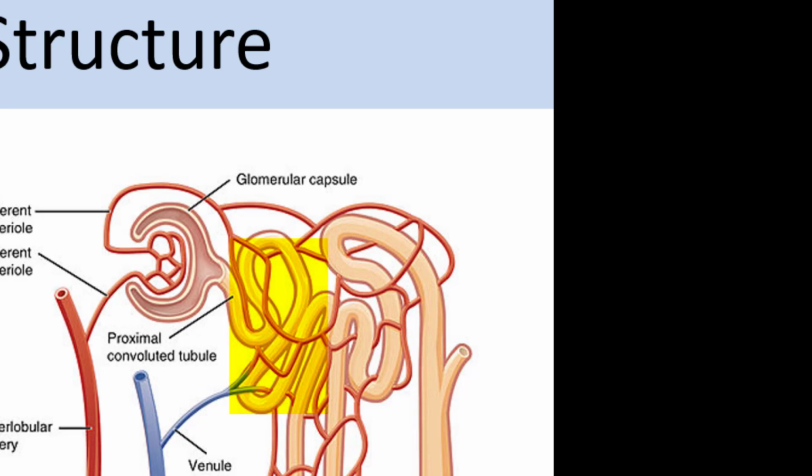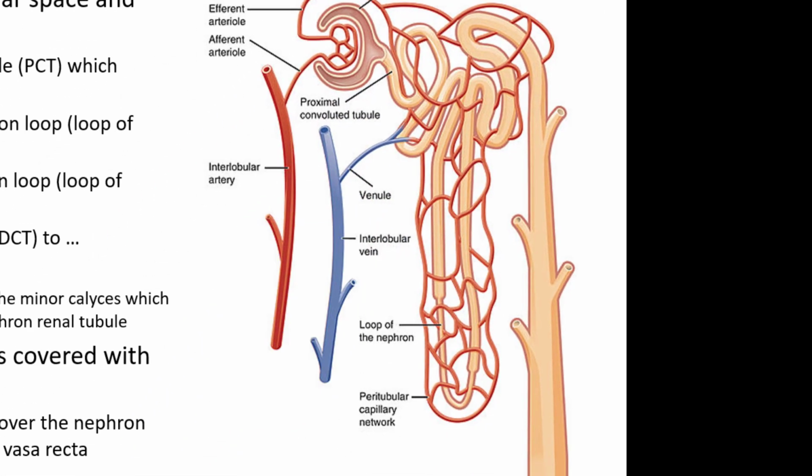The term convoluted is referring to the fact that it's all twisty and turny. When the fluid moves from the corpuscle into the renal tubule, it changes names. We now call it tubular fluid, but it's the same thing as filtrate. And technically you could still call it filtrate too, that's fine. From the proximal convoluted tubule, the tubular fluid will then flow into the nephron loop.